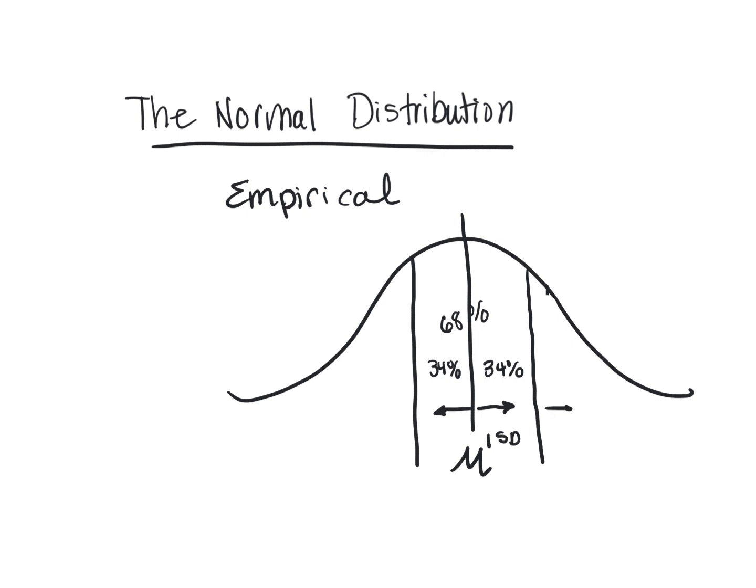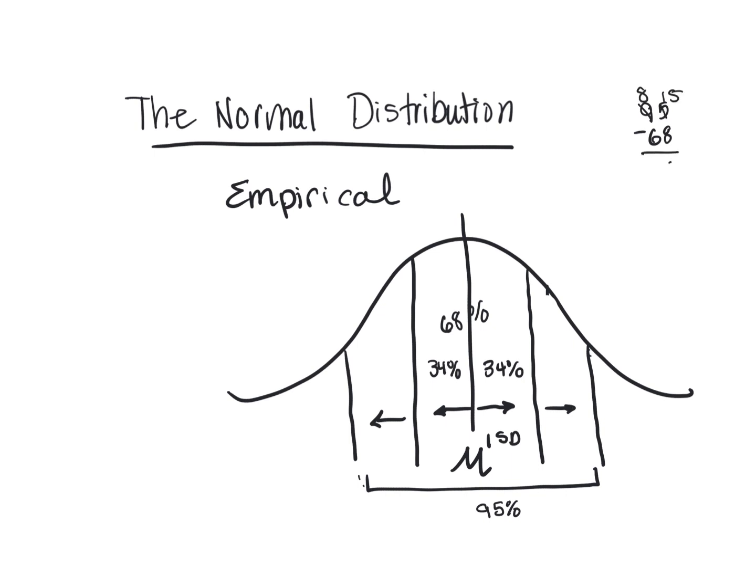And then it says if you go two standard deviations, this gives you a total of 95% of all the data. Now let's do some real quick math here. 95 minus 68. Remember how we have to borrow. That's 27. If I divide that by 2, it doesn't come out evenly, it's 13.5. So this means that there's 13.5% of the data here and 13.5% of the data here, right?